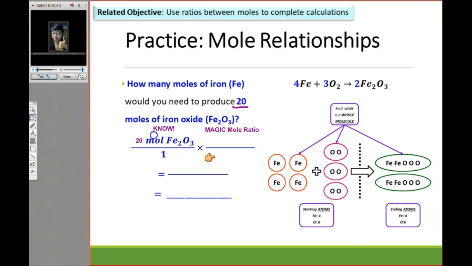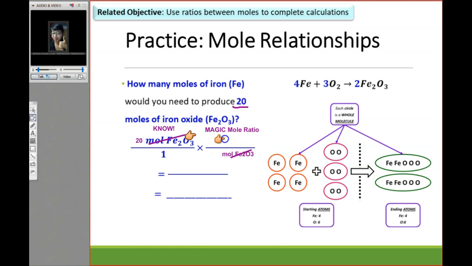If we want to divide this out and get rid of it, we're going to put this on the bottom. Moles of Fe2O3 goes on the bottom because eventually these units would divide out. So that means we're getting rid of these units right here. Now, what moles am I solving for? Again, read the question and tell me what I am solving for. That's going to go on top of our mole ratio.